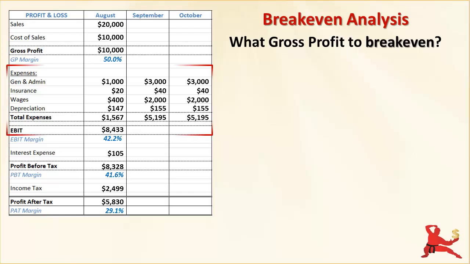So we need to generate gross profit of at least $5,195 to get to break even at the EBIT level. That's the profit line known as earnings before interest and tax. Let's leave aside the issue of meeting interest payments for now.